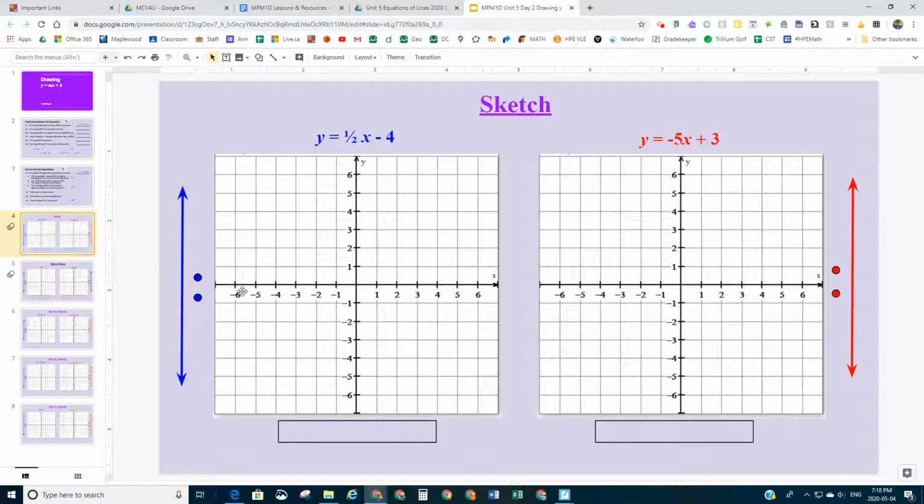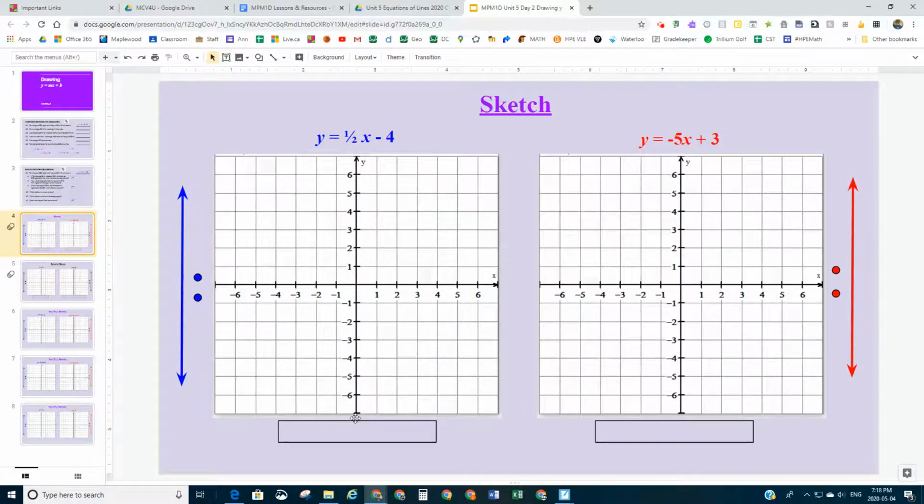Now, you've done this before with your scenarios and stuff, so hopefully we're a little comfortable with the tool. So we're going to sketch each of these. This one is y equals 1/2 x minus 4. Remember, these are all y equals mx plus b. The m is the coefficient on x, and the b is the flat rate, the number afterwards.